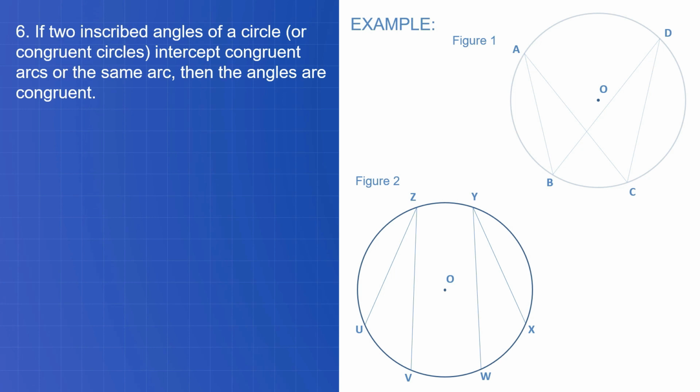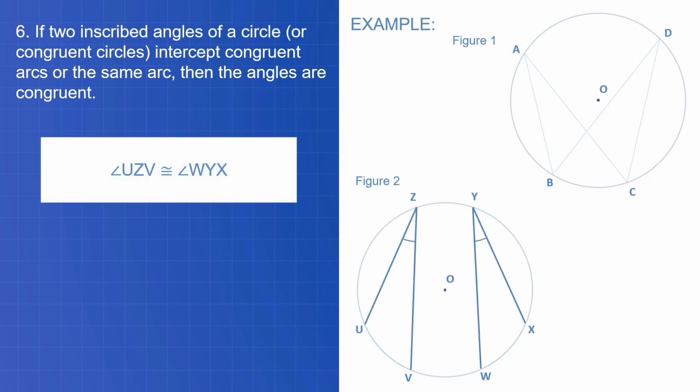Proceeding to figure number 2, angle UZV and angle WYX intercept arcs UV and WX respectively. If arc UV is congruent to arc WX, then angle UZV is also congruent to angle WYX.